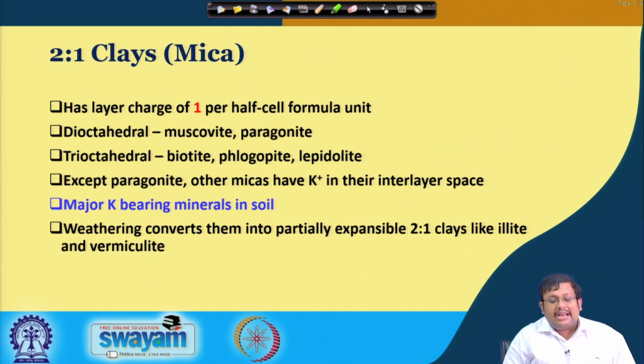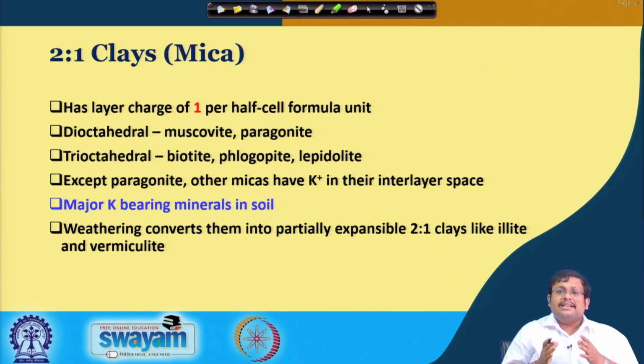Now, except paragonite, other micas have potassium ions in their interlayer space. This potassium ion is very small and it basically comes in the interlayer space and locks the structure. As a result, these micas are the major potassium bearing minerals in the soil. When these micas weather, they basically convert into partially expansible 2:1 type of clay like illite and vermiculite. We will be discussing those two clay minerals in the next slides.